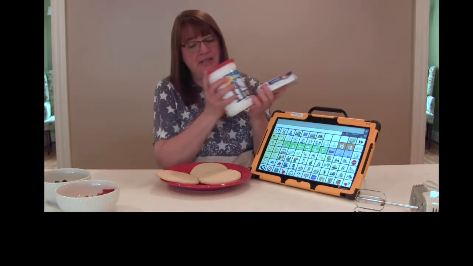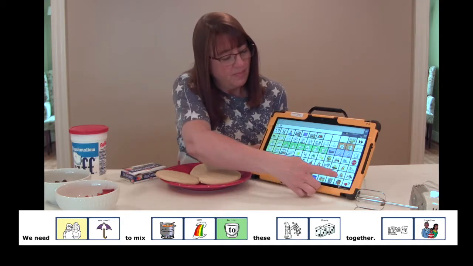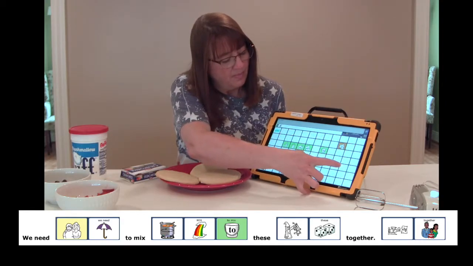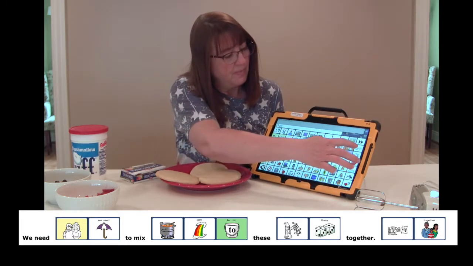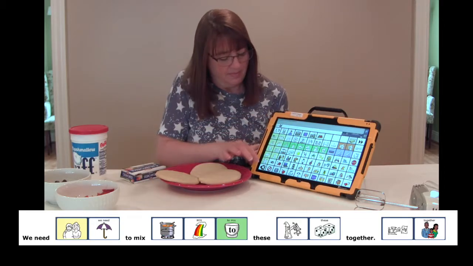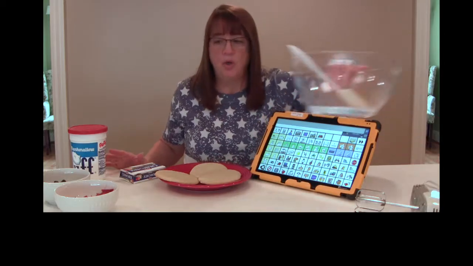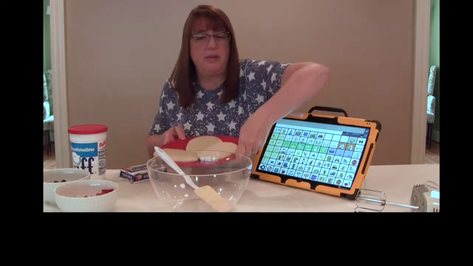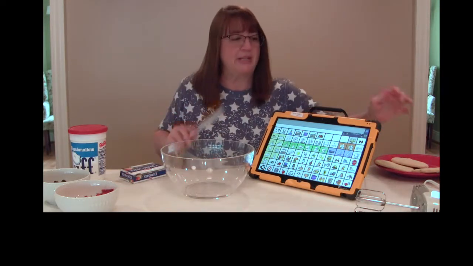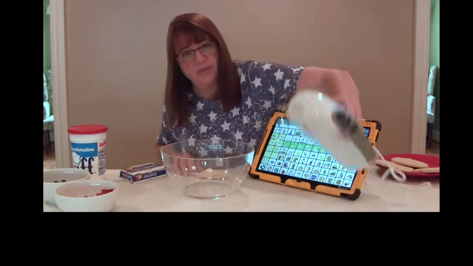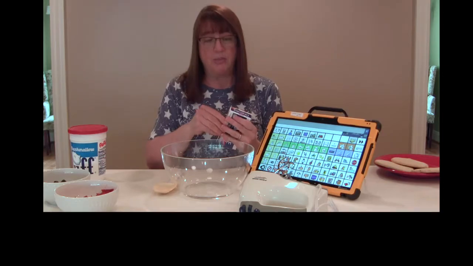So we need to mix these together. I'm going to grab a mixer and a bowl. I'm going to put these cookies out of the way for a minute. I have a spatula and then I have a mixer as well. So we'll use the mixer to mix our cream cheese and our marshmallow fluff together.